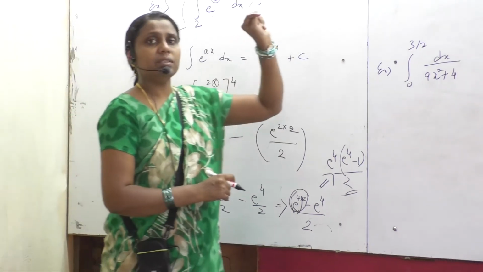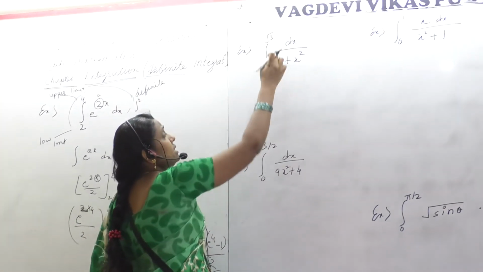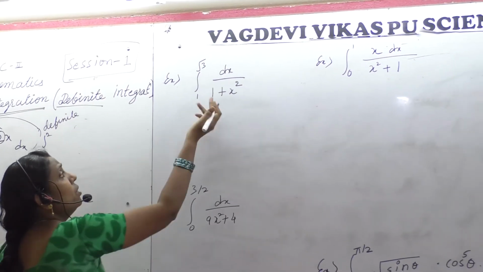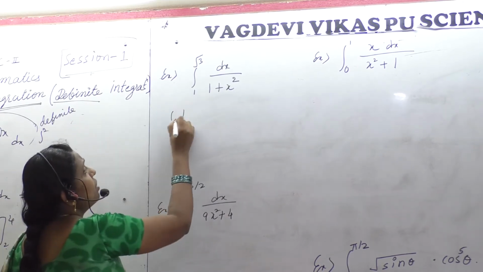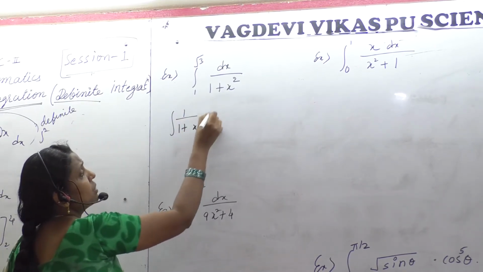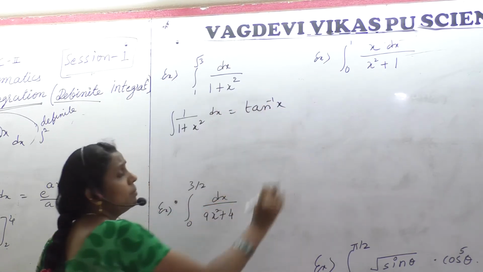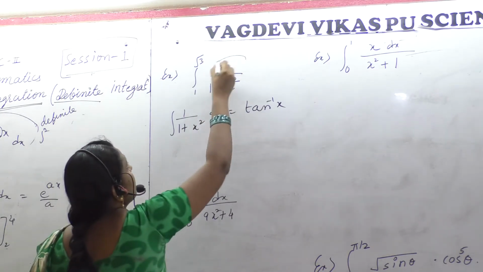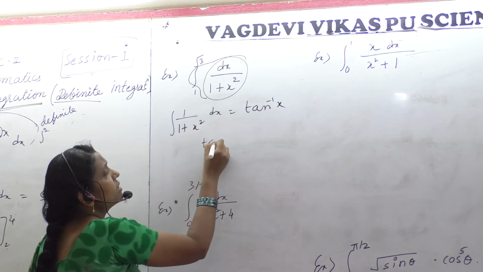Let us go further. Few simple examples here as well. Dx divided by 1 plus x square is to be integrated. What do you know about this one? A direct formula. Am I right? So integration of 1 by 1 plus x square dx is equal to tan inverse x. Am I right? Tan inverse x. So integration is equal to tan inverse x, I will put.